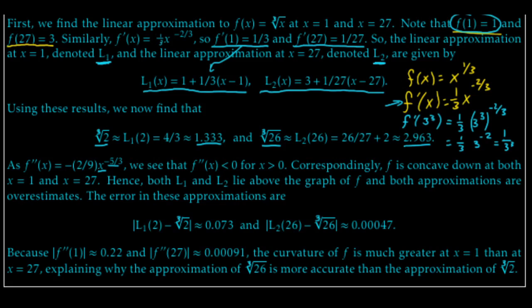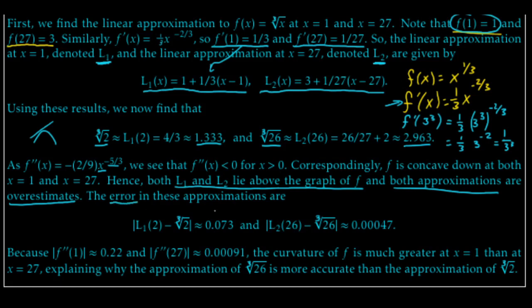And this tells you that f is concave down for both x equals 1 and x equals 27. That is, the graph of f of x is concave down on the interval from 0 to infinity. So both those guys fall into that area. This tells us, since concave down means that our tangent lines lie above the graph, that both L1 and L2 lie above the graph of f, and that both approximations are overestimates.